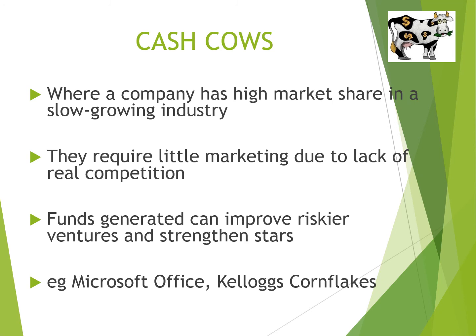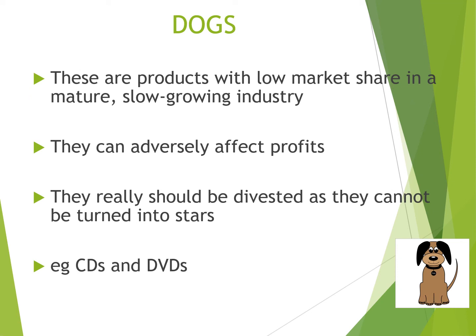The next category are dogs, and dogs are products with a low market share in a very low, mature, slow growing industry. These can adversely affect your profits because there really isn't much left by way of sales. If you think of DVD sales now, companies selling DVDs in the form of games or movies, the whole industry is flat, and if that company has maybe not so popular DVDs, then you'll tend to find that they've got a lower market share. So CDs, DVDs, all these things really tend to be dogs.